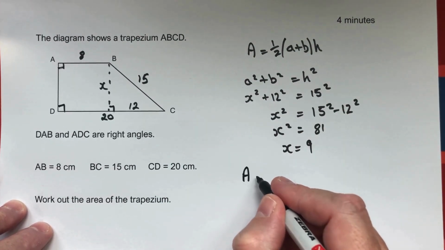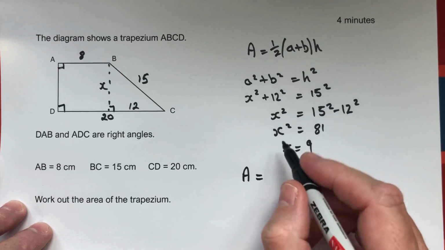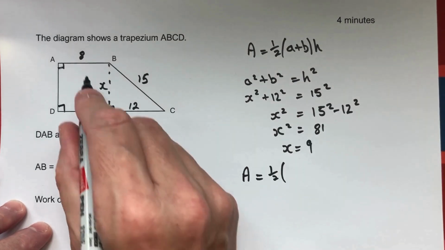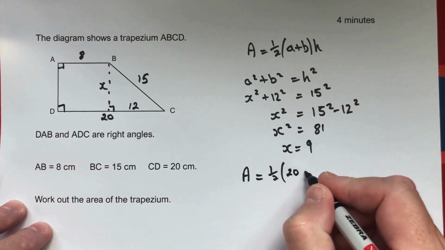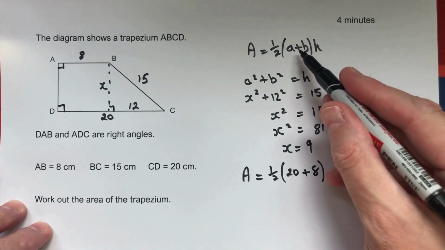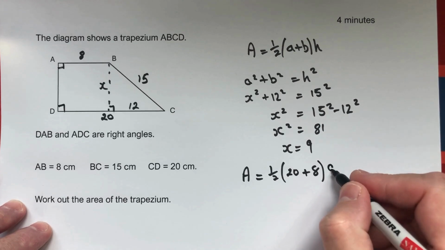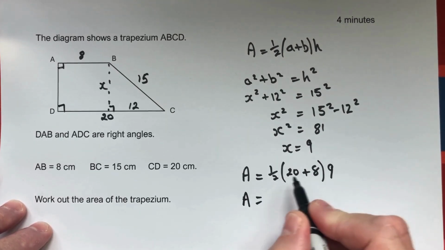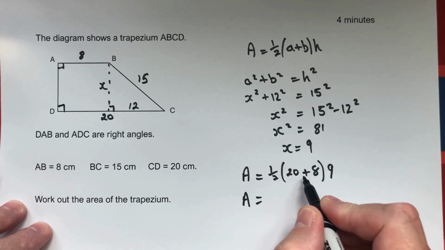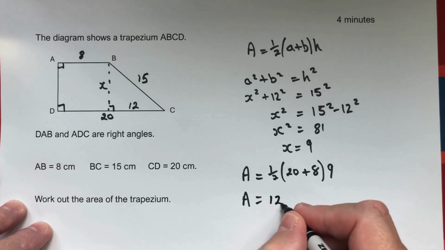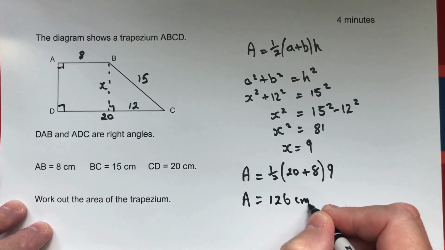So now back to the area formula. The area of the trapezium is a half. a and b are 20 and 8, so 20 plus 8. And the perpendicular height, or the distance between a and b, is 9. 20 plus 8 is 28. A half of 28 is 14. So this is 14 times 9, which is 126 square centimetres.